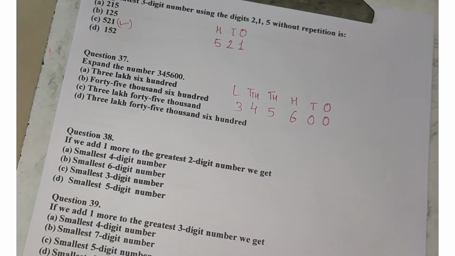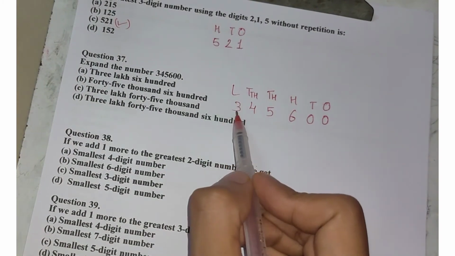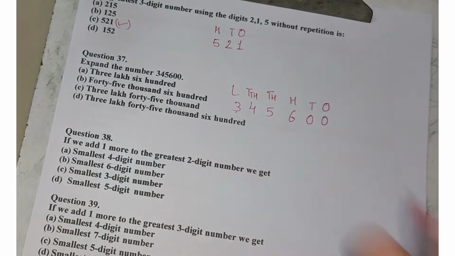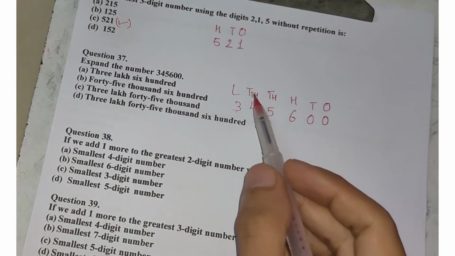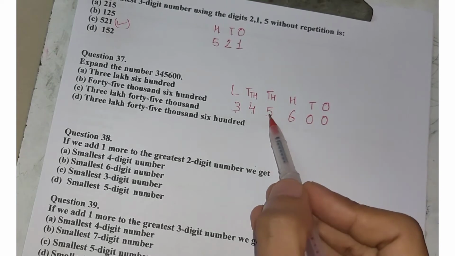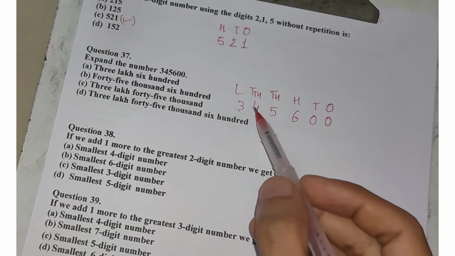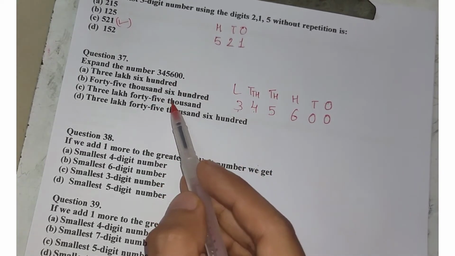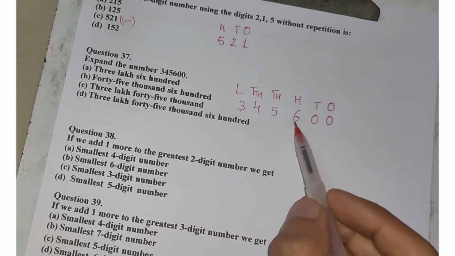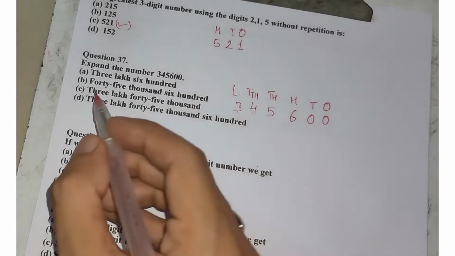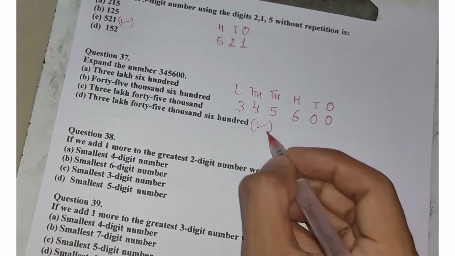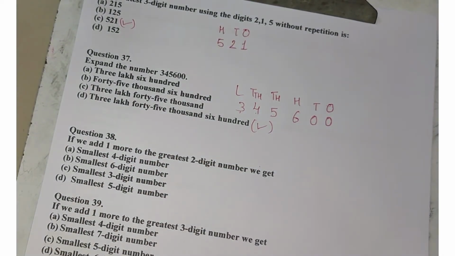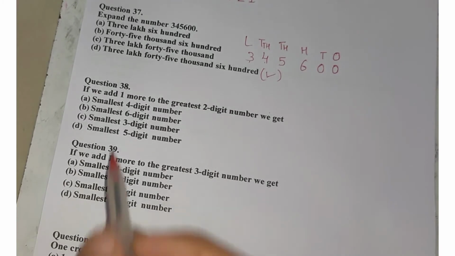So when we have arranged, we can see that it is 3 lakhs. In the options, here is 3 lakhs, here is 3 lakhs, 3 options are there, right? Then 45,000 in the thousands section, it is 45,000. So this option is rejected now. Now these 2 are remaining, and then it comes 600. So option D will be here, that is 3,45,600.